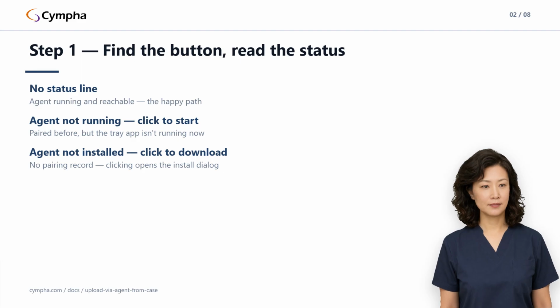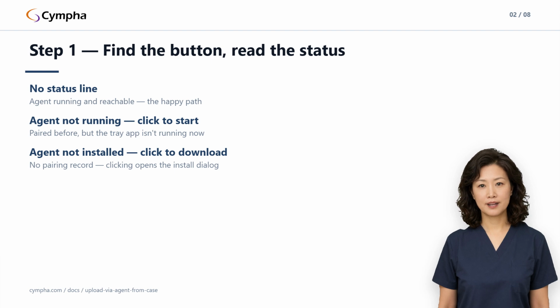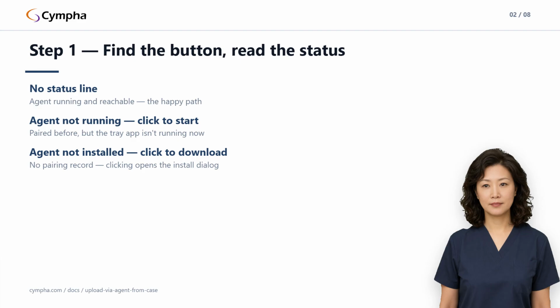If there's no line at all, the agent is running and reachable, the happy path. Click away. An amber line reading agent not running, click to start, means you've paired the agent on this account before, but the Tray app isn't running on this machine right now. Clicking will try to wake it. A gray line reading agent not installed, click to download, means no pairing record exists for your account, so the app assumes you've never installed it. Clicking opens the install dialog instead. One glance, and you know which of the 3 stories you're in.